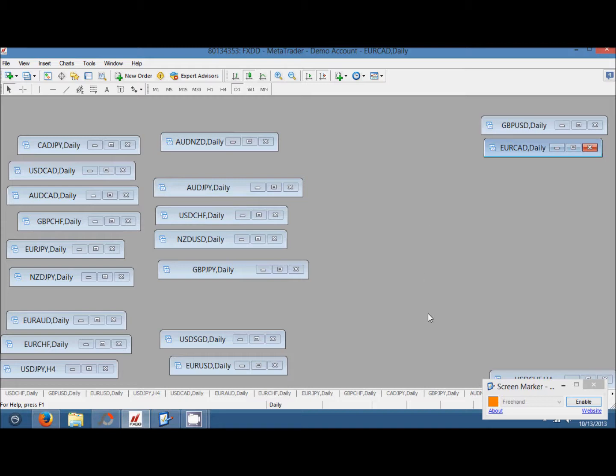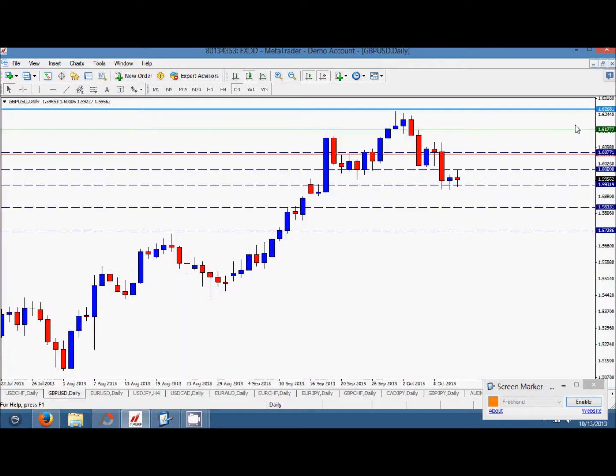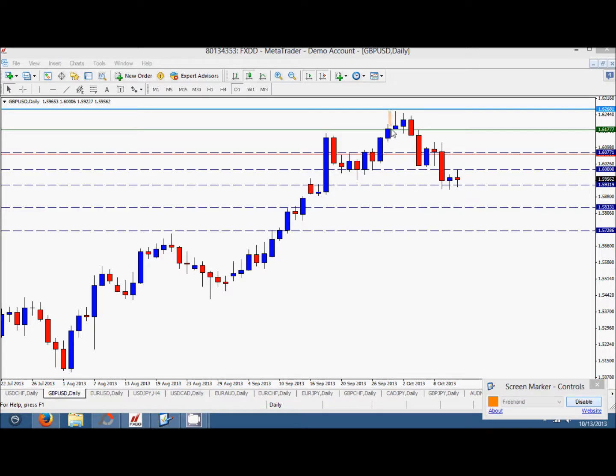This is for the week of October 13th through the 18th. So the first thing we're going to do is get a little trade update on the British Pound US Dollar daily chart. As you can see, this pin bar right here is where I entered the trade, entry right here, and the stop loss was up on the top of the pin bar wick.